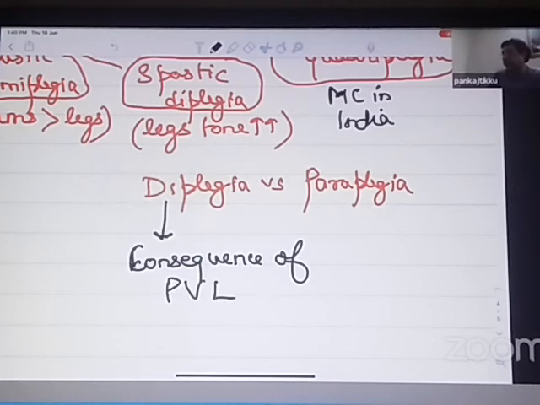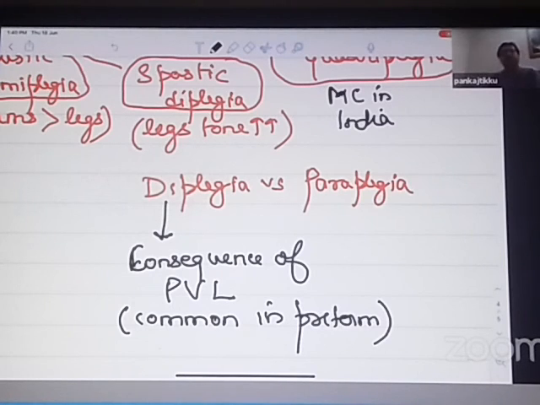So this is a consequence of periventricular leukomalacia. So it is the most common type of cerebral palsy which is seen in preterm infants, because periventricular leukomalacia is seen in preterms. Preterm infants have periventricular leukomalacia, and periventricular leukomalacia frequently leads to a spastic diplegia. So which is the type of cerebral palsy which is commonly a result of periventricular leukomalacia and is the most common type of cerebral palsy seen in preterm infants? It is a spastic diplegia.